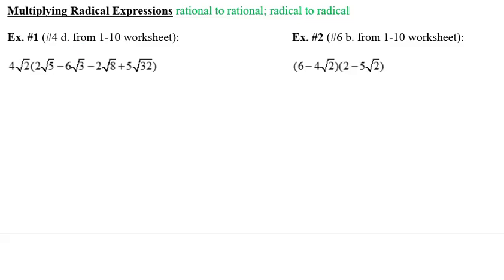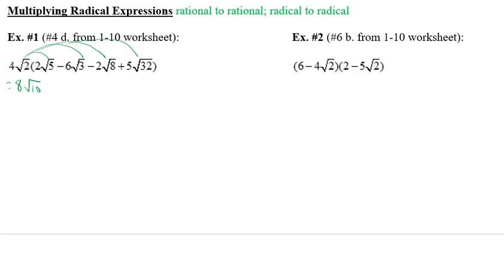So our 4 root 2, we're going to multiply to 2 root 5. And then we're going to multiply it to 6 root 3. And to the next one, and to the next one. So when we do the first one here, 4 root 2 times 2 root 5, we're going 4 times 2 gives us 8. So that's the rational to rational. Then we do the radical to radical. So the root 2 times root 5 is going to give us root 10.